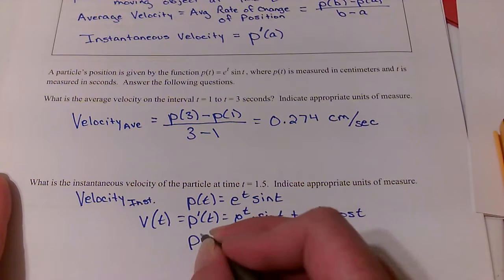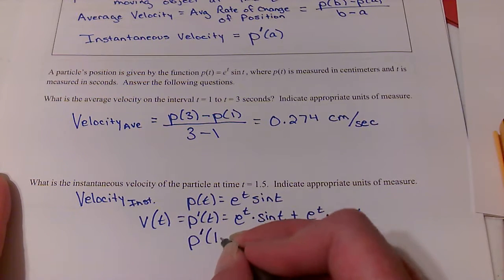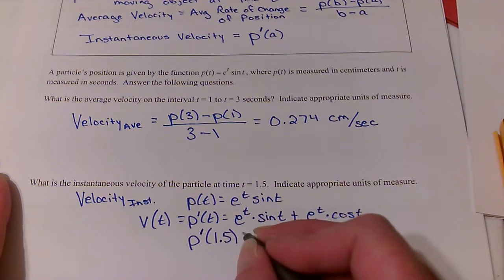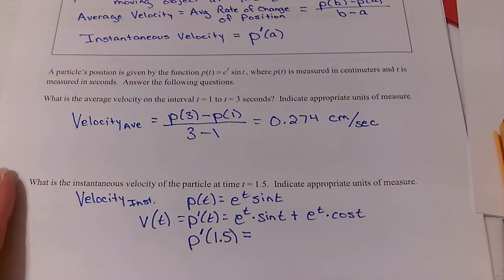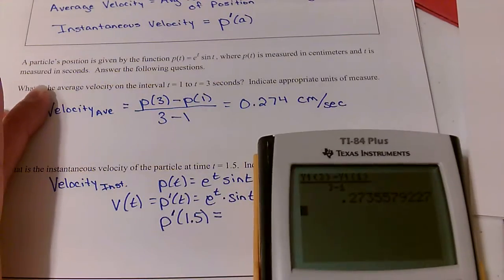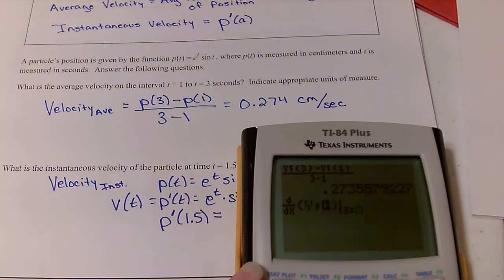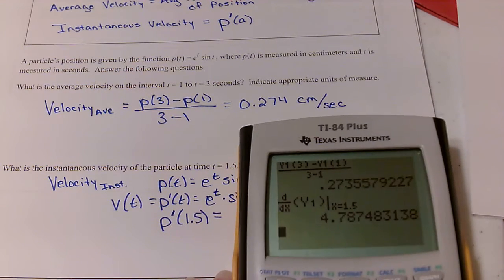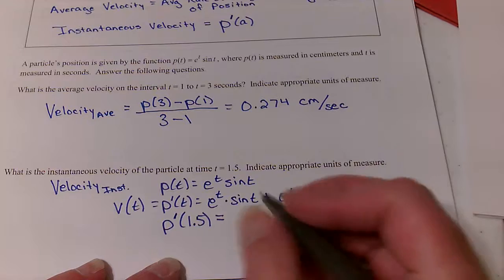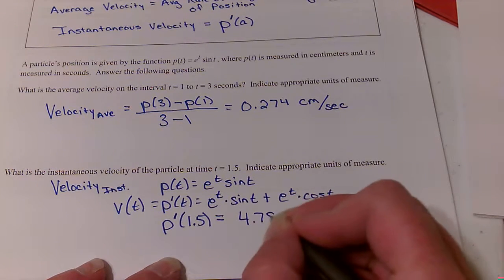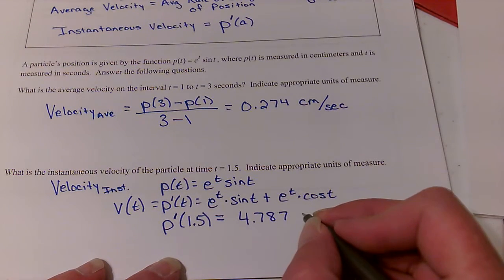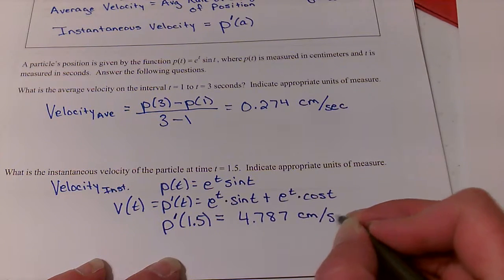And then if we evaluate that at 1.5, I'm going to get, and we want the derivative with respect to x of y1 evaluated at 1.5. 4.787. Centimeters per second.